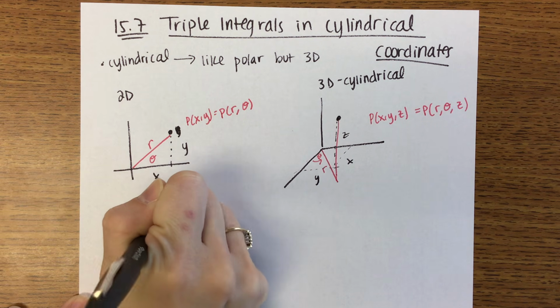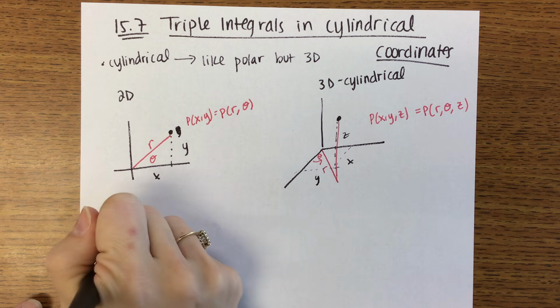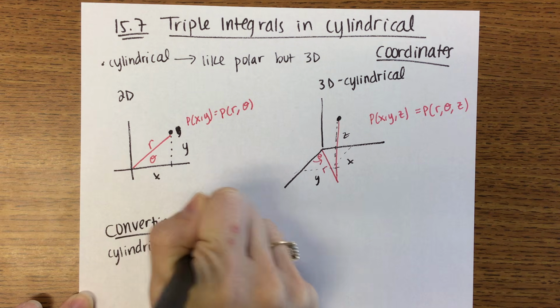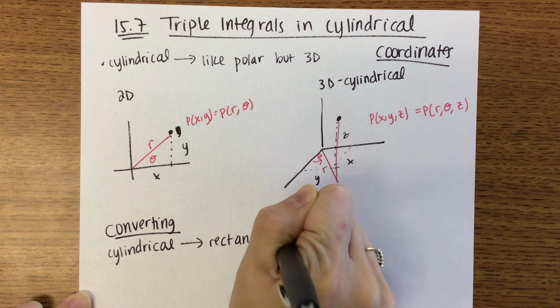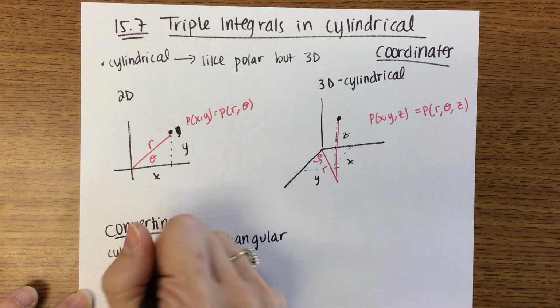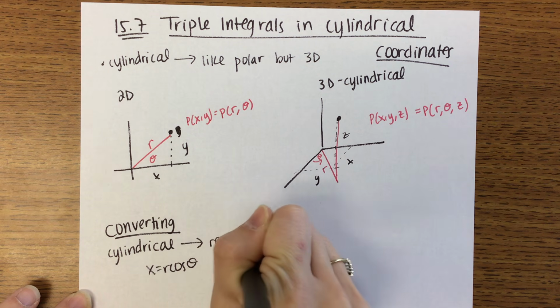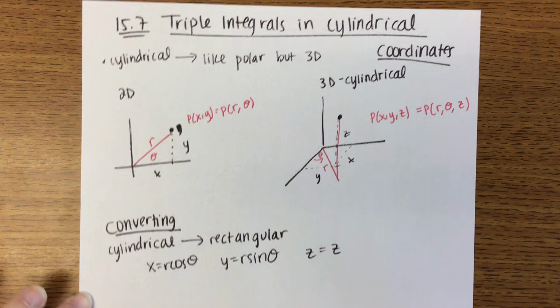Converting, you already know how to convert because it's just like polar. If we are going from cylindrical to rectangular, so if we have the r, theta, z, how do we get that to be rectangular? X is r cosine theta, y is r sine theta, and then what's really nice is z is just z. Z you don't have to convert.